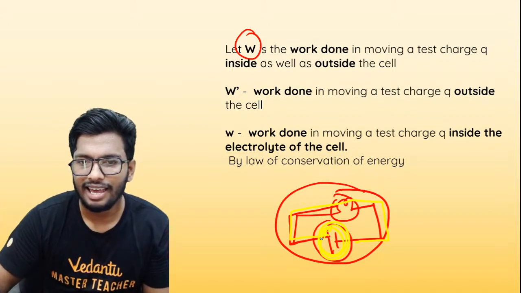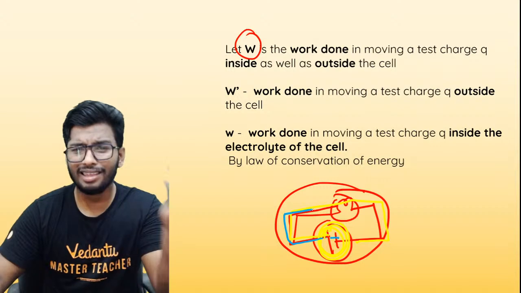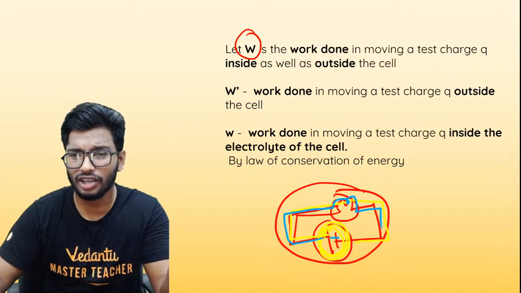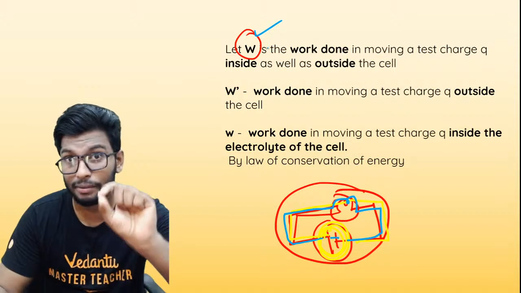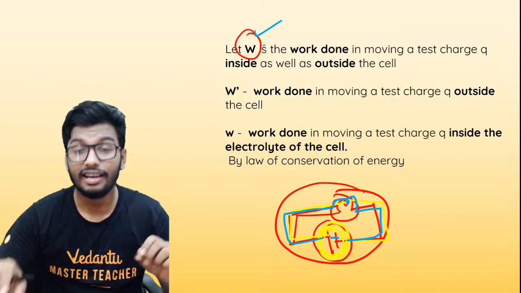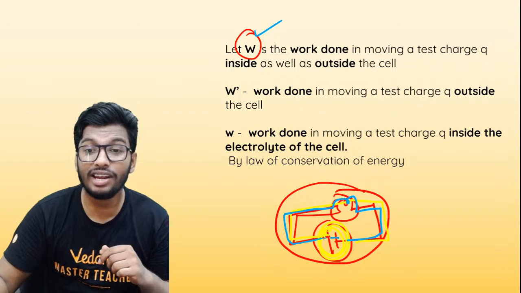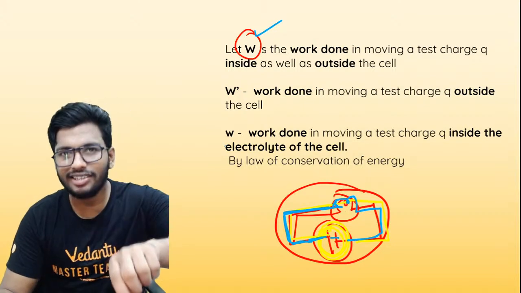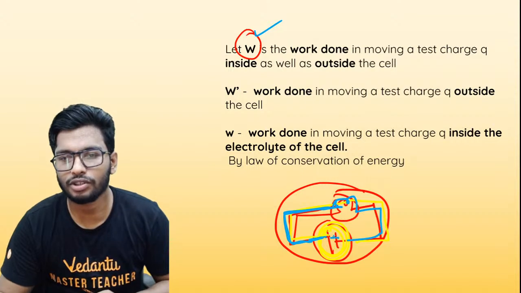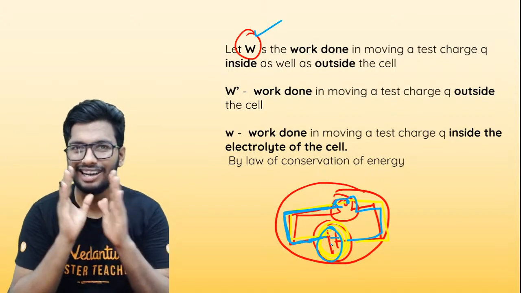So here's the thing, guys, both inside as well as outside, the work done to move this unit positive charge, that is my capital W, the total work done. W dash is the work done to move the unit positive charge only outside the cell, not inside the cell, but only outside the cell. And small w is the work done to move the positive charge inside the electrolytic solution inside the cell. That is what is small w.